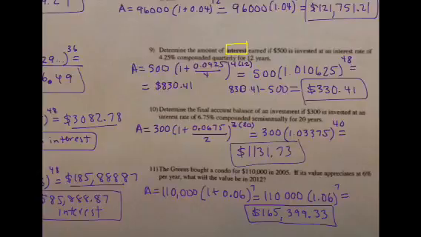So number 11, we have $110,000 for a condo in 2005 that appreciates 6% per year. What's the value of it in 2012, or what was it in 2012? So that's 7 years later. So that's why you see the 7 in the exponent. And you plug it into a calculator and you get that answer, $165,399. Excuse me, 33 cents.